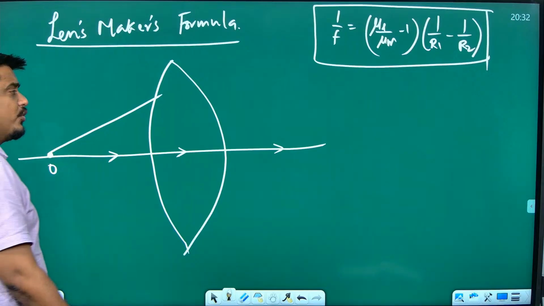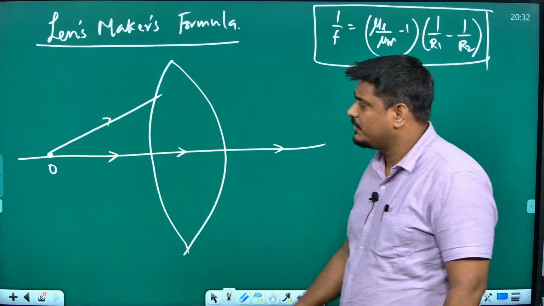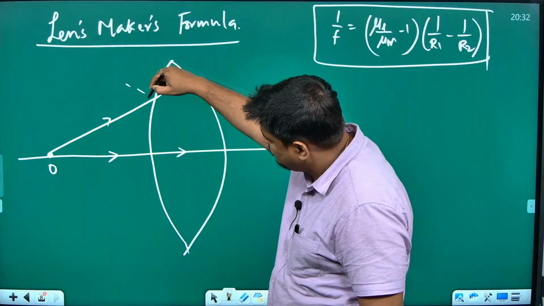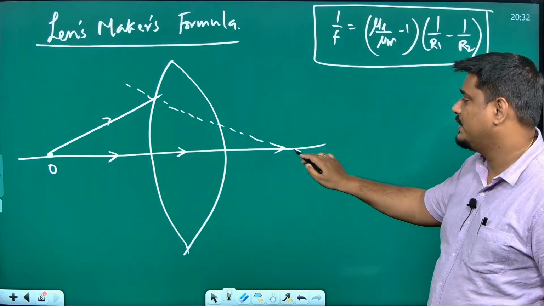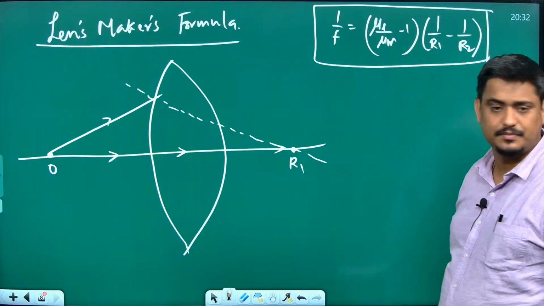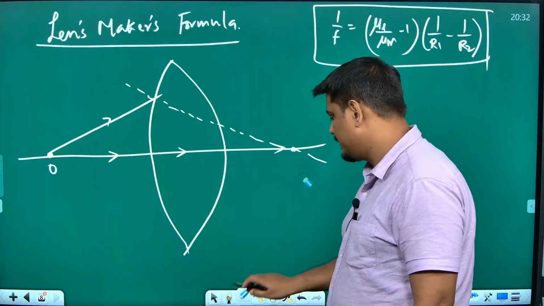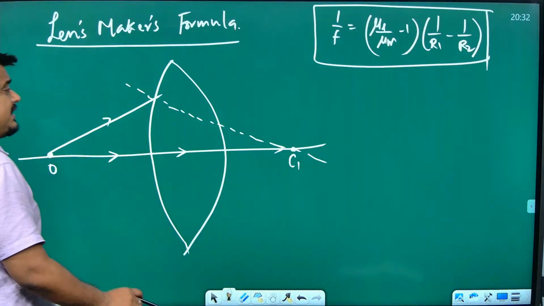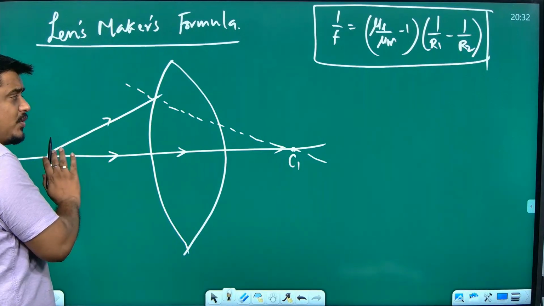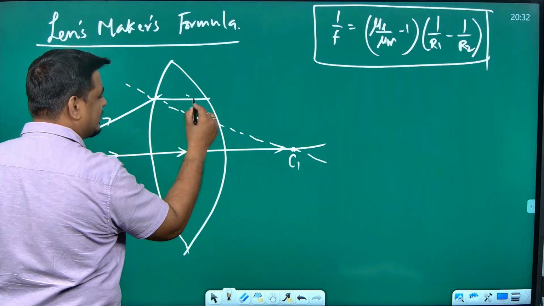If it hits, what will you do? You will draw a normal first, isn't it? And how do you draw a normal? You will join it with the center of curvature. That is C1 basically, and its distance is called R1. Now light is entering from a rarer medium to a denser medium. How will it bend, away or towards? Towards the normal. So it will bend like this.